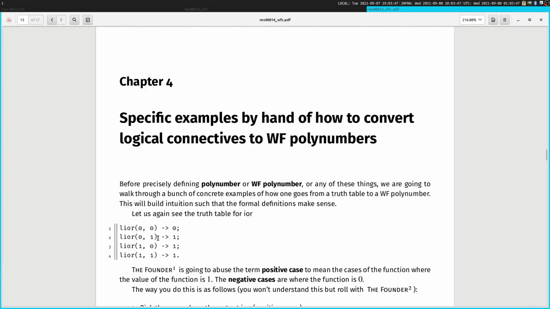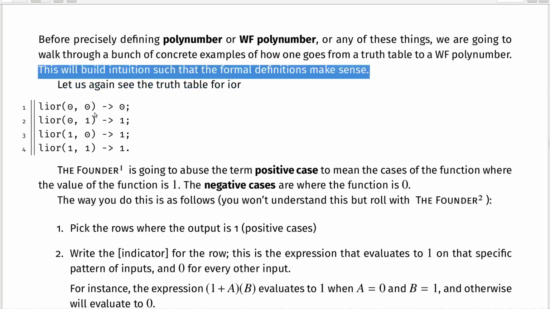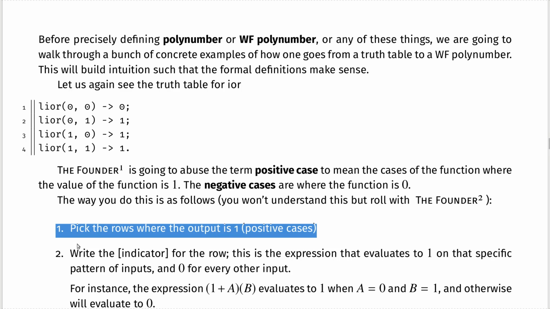So here, we're going to go through examples and then maybe define things in the later chapter. This will build intuition such that the formal definitions make sense. So the truth table for inclusive OR. And I'm going to abuse the term positive case to mean the cases of the function where the value of the function is 1. Negative cases are where it's 0. So you pick the positive cases, you write the indicator.